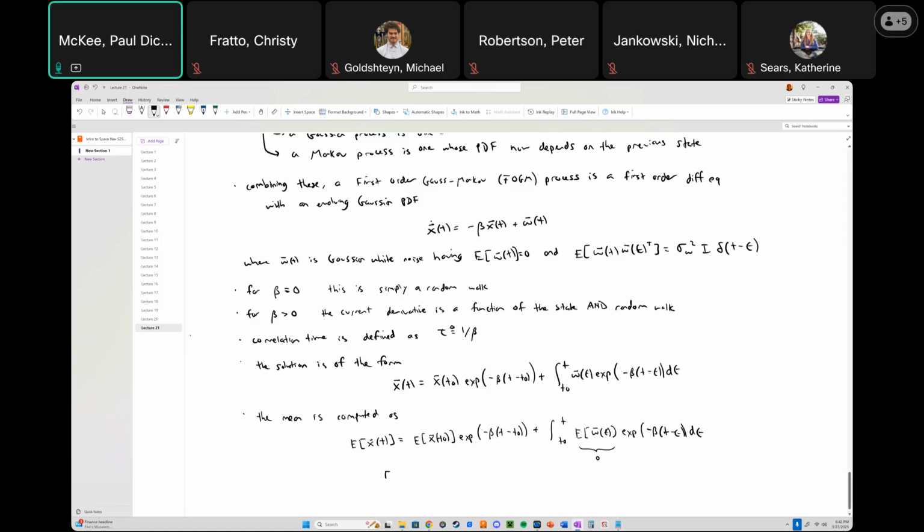So on average, we expect our bias term, or our first order Gauss-Markov process, to be the expected value of the initial, however it started off, and then just that decaying back towards the origin. So exponential of negative beta (t minus t naught). And there's other information we can share about modeling our first order Gauss-Markov stuff, but I think that is probably plenty for this lecture. So why don't we stop there?